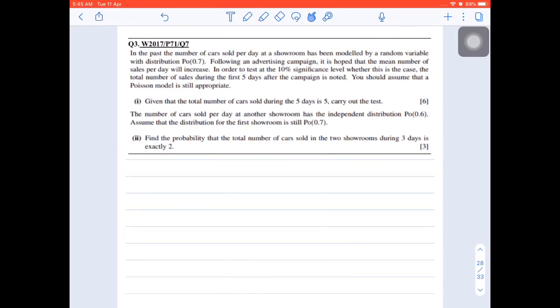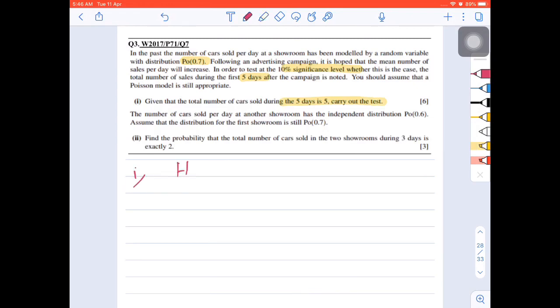Then, in the past, the number of cars sold per day at a showroom has been modeled by a random variable with distribution Poisson 0.7. Following an advertising campaign, it is hoped that the mean number of sales per day will increase. In order to test at the 10% significance level whether this is the case, the total number of sales during the first 5 days after the campaign is noted. You should assume that a Poisson model is still appropriate. Given that the total number of cars sold during the 5 days is 5, carry out the test.